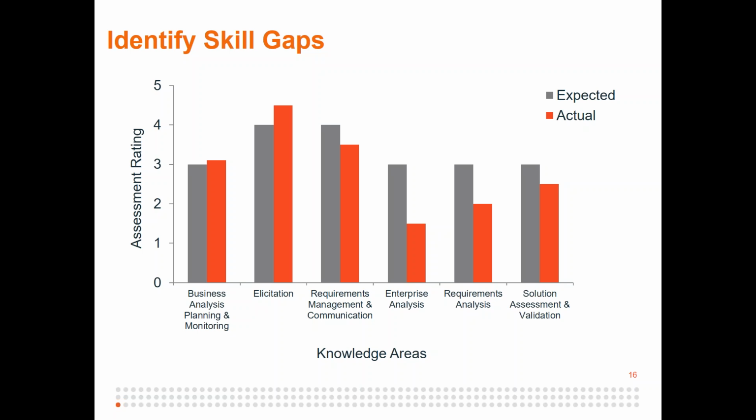I then go to elicitation, and I see that the expected is a 4, being proficient at it. But when I look at my scores, I see that I'm well past that. So this is an area that I excel at. This is something that I've done a really good job in terms of elicitation. As an intermediate business analyst, it's something that I'm really good at.